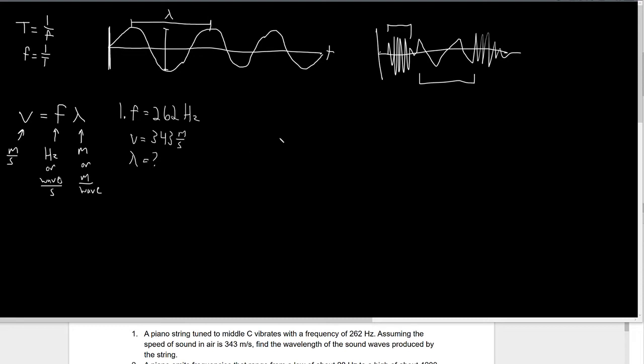So setting this up is pretty easy, it's just a basic middle school algebra problem. Okay, so we got v there, 343 meters per second is equal to frequency, 262 hertz, times the wavelength, which is what we're looking for. So I'm going to put the wavelength symbol. You could put x there. So now I just got to get wavelength by itself, and that's pretty easy. We're just going to divide both sides by 262 hertz.